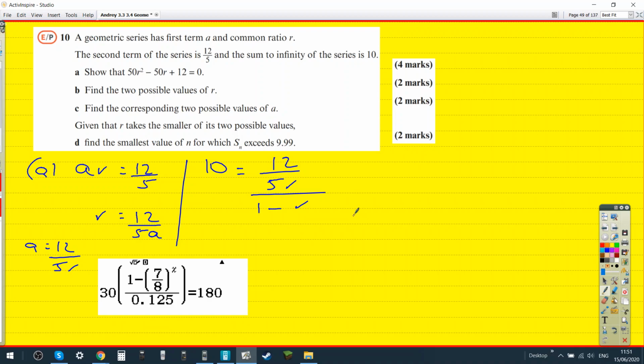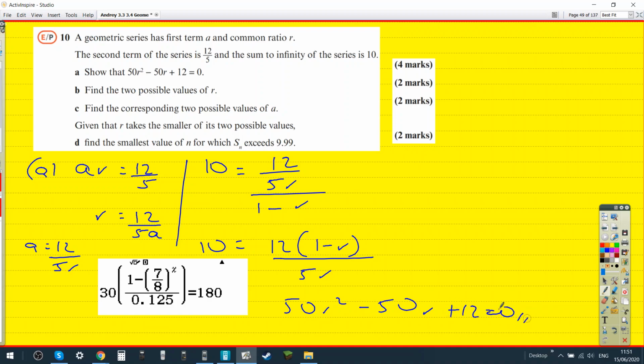Oh no, can I just from there make it 50r squared minus 50r plus 12 equals 0? It's a 4-mark question. I think you might just need to say this thing over here is the same as that. Okay, and if you just go through the steps, that's what you get. It might be enough.